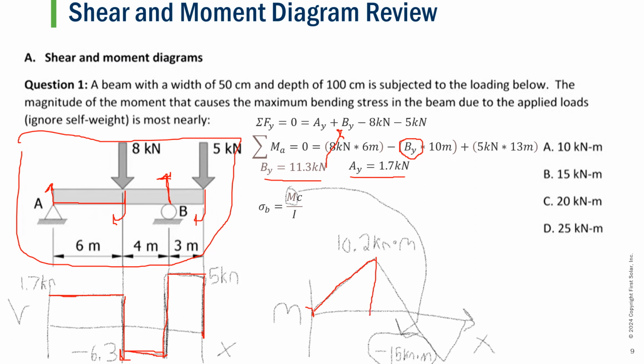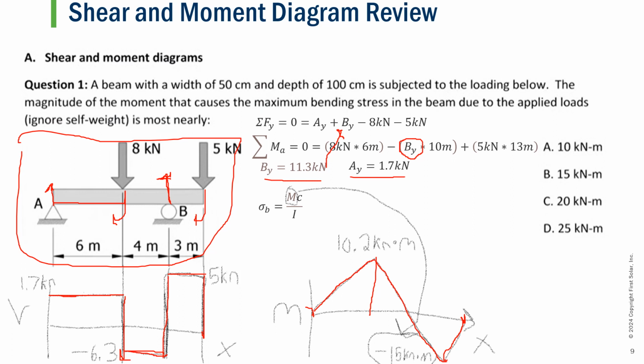So 6.3, negative 6.3 times 4, taking the difference between that value and our 10.2, will take us down to a negative 15 kilonewton meter moment. And lastly, we will see that we have a 5 kilonewton value in our shear diagram. Taking the integral from essentially 3 to 0 at this point will result in 5 times 3, or a positive 15, again giving us a 0 ending in our moment and shear diagrams.